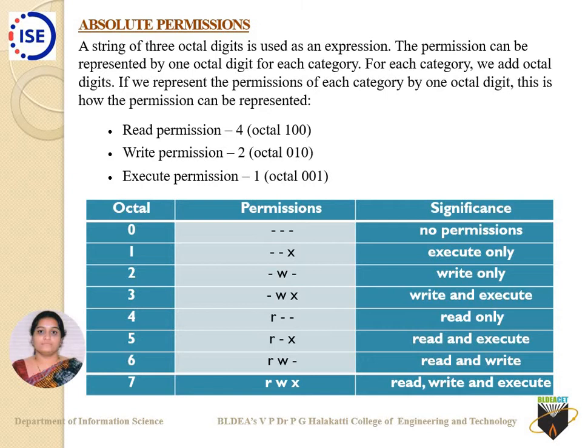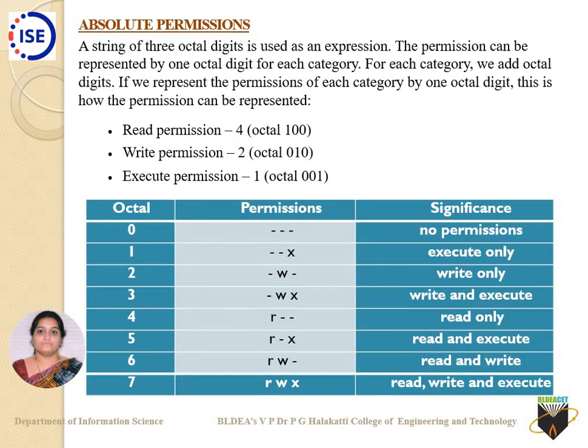You can just see the interpretation of the same. 0, that is 000, means hyphen, hyphen, hyphen. 1 means it is 001. So wherever 1 is there, only that permission is allotted. It is 1, that is x, execute only. Then 010, that is 2.